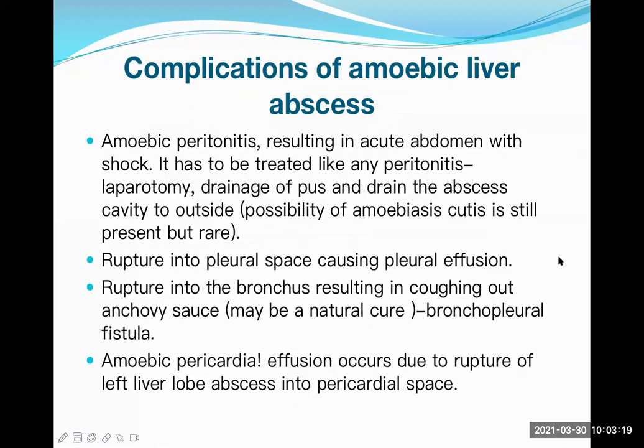Now, we have come towards the end of this important topic. What are the complications of amebic liver abscess? Okay, so this can be asked as an important question as well. Complication. One is amebic peritonitis. If the pus or the abscess cavity gets ruptured, then the pus leaks into the peritoneal cavity, which is known as amebic peritonitis. So all the features of peritonitis and septic shock will be there.